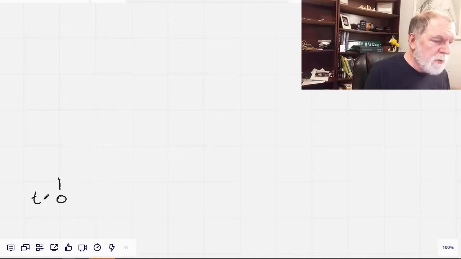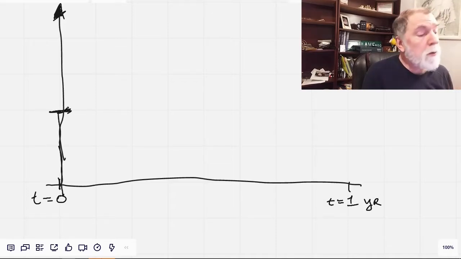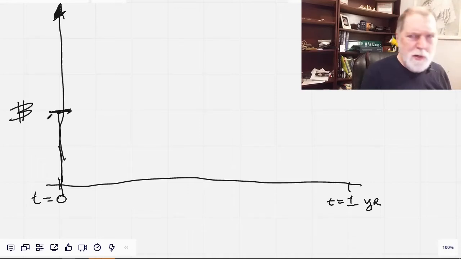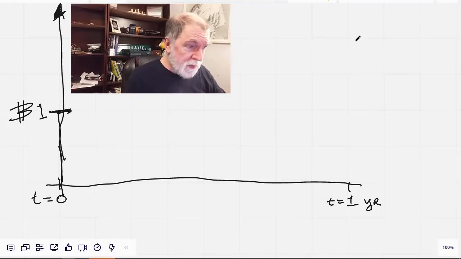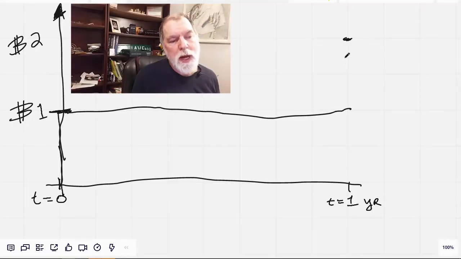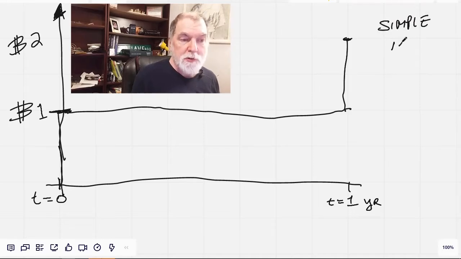So here's t equals 0, and here's t equals the doubling time, which we'll call 1 year. At t equals 0, your investment is worth 1 Bitcoin. Is that what it looks like? I don't know. After a year, it's 100% interest. You now have 2 Bitcoins. Is that where you put the B? I don't know. Okay. So your investment is worth 1 Bitcoin until suddenly, all at once, I pay you the 1 Bitcoin interest. That is simple interest.